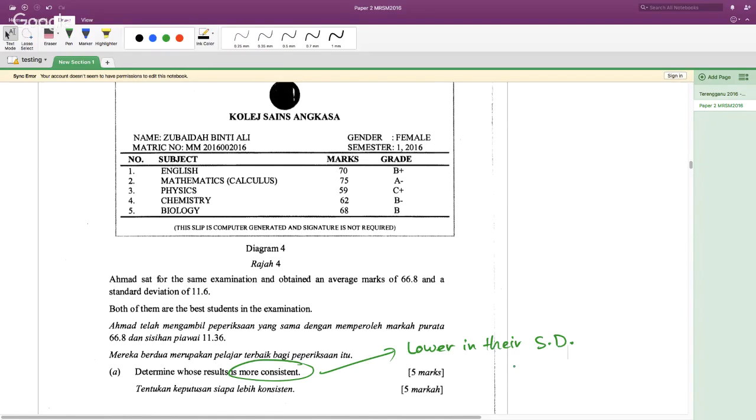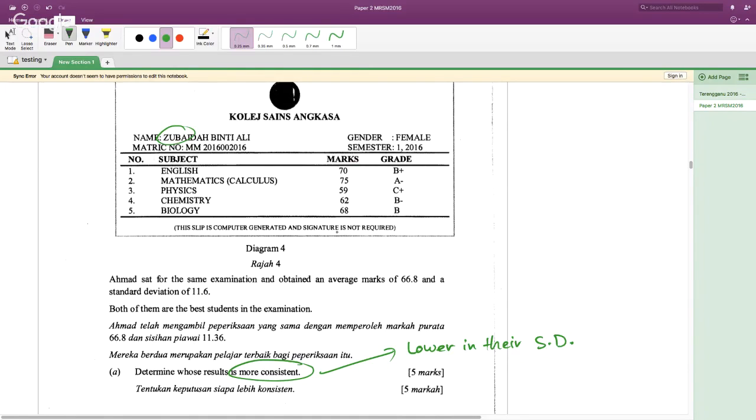So you want to know which one is more consistent. That means you have to find the standard deviation for JUP, then see which one is lower, whether JUP or Ahmad. The one who has the lower standard deviation is more consistent. I hope I do make you understand this.